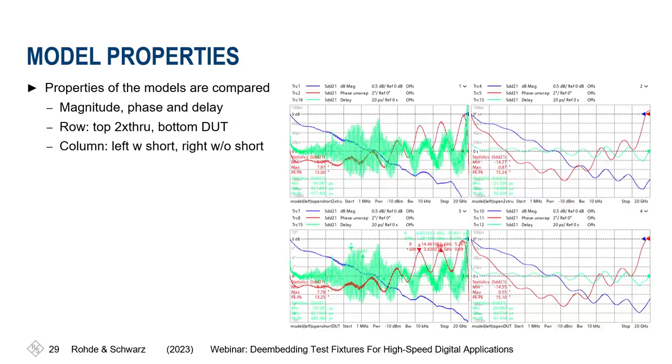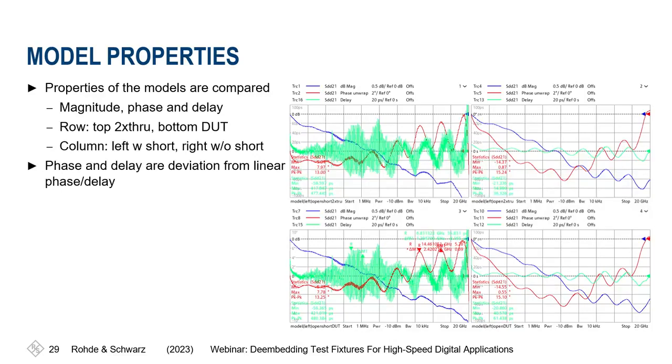The properties of the models here, which are compared, are phase, magnitude, and delay. So again, same scheme. The top row is the 2x through models. The bottom row is the DUT model, or other DUT models. The column with a short is on the left side. The columns without a short is on the right side. What are our findings here?